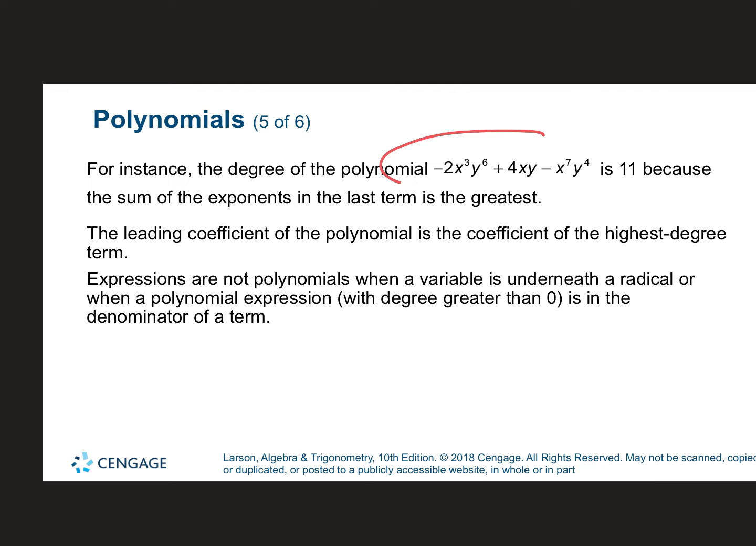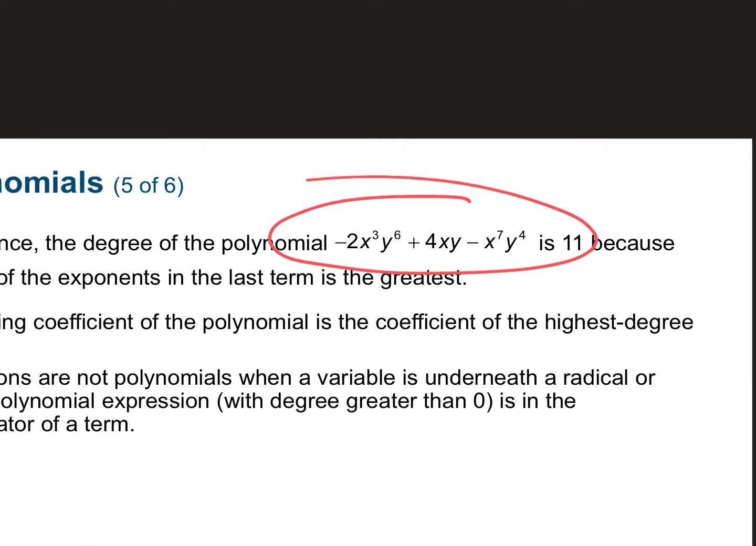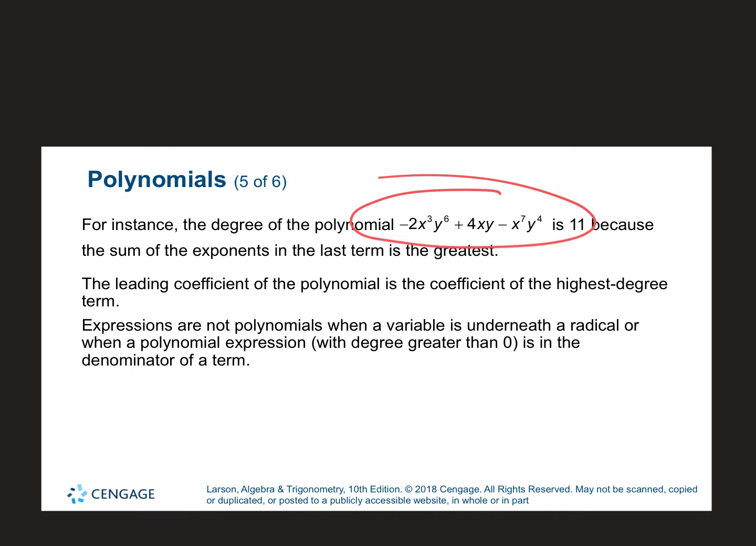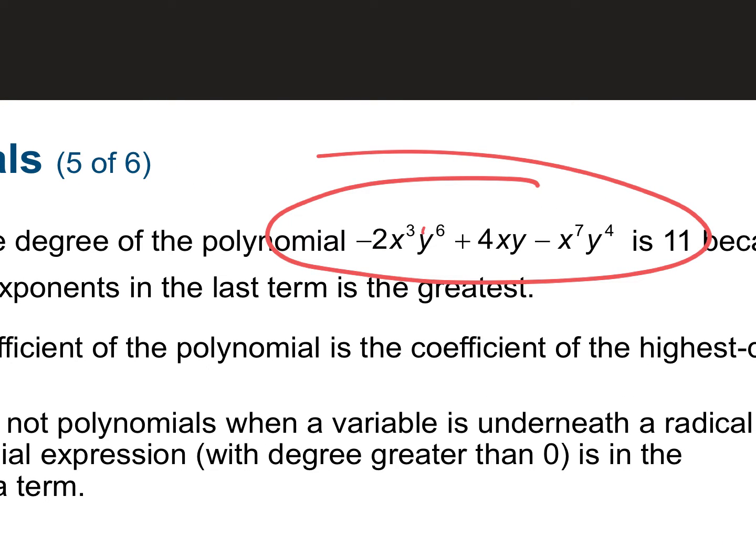This is also a polynomial. How is this one a little different from the other ones? X and Y. Perfect. So if they ask you for the degree in a situation where you have more than one variable, where did they get 11 from? You add up the exponents, and whichever one is the biggest, that's the degree. Do you see how we have here 3 plus 6 gives me 9, 1 plus 1 gives me 2, and 7 and 4 gives me 11. Which number is highest? 11. That's the degree of this polynomial.